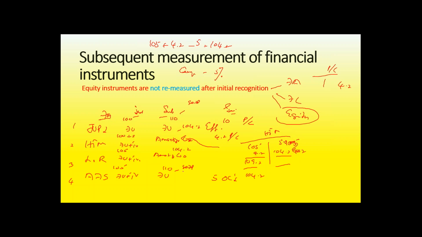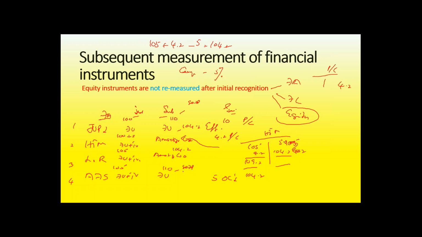With the first one, just to get it right, the first one was 100. Subsequently our remeasurement was at fair value, 110 at 31st March. So that gain goes to the P&L, and the asset will show at 110 in the balance sheet.